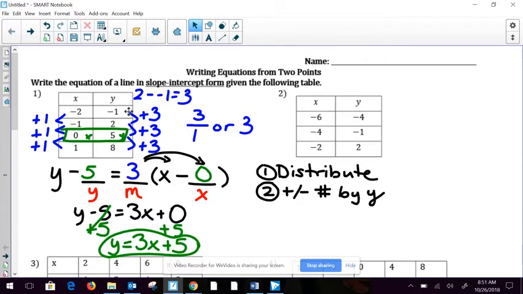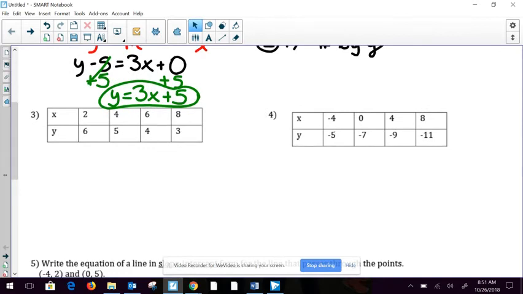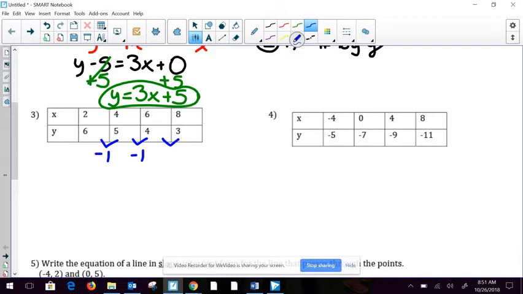Let's go ahead and look at number 3. So looking at number 3, we're going to start the same way. We're going to figure out our change in y and our change in x. So to get from 6 to 5, what am I doing? Correct, I'm minusing 1. From 5 to 4, I'm still minusing 1. And then 4 to 3, awesome again, we are minusing 1.